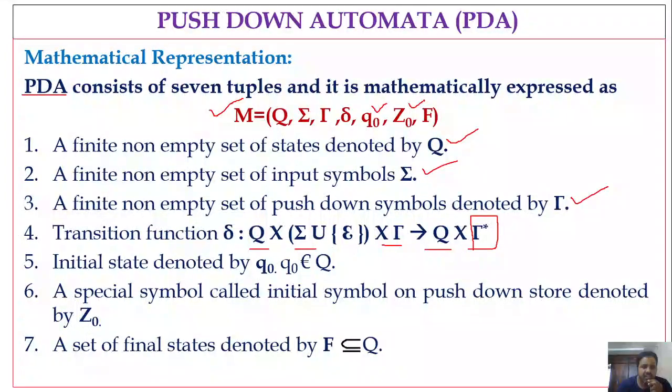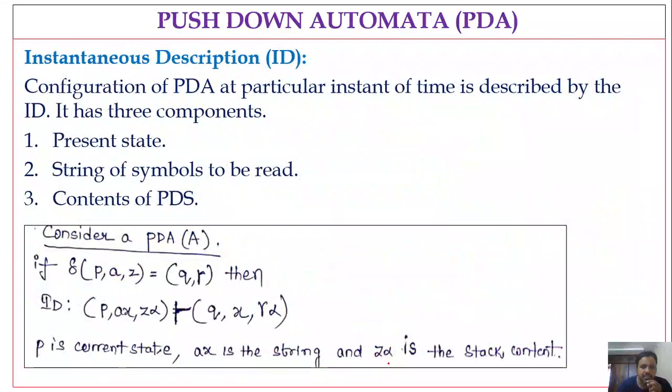Z naught is a special symbol that represents the bottom of the stack. Initially the stack consists of the symbol Z naught, the bottom of the stack symbol. And F is the set of final states, which are the acceptance states that we have. The final states are a subset of the set of states Q. So these are the seven tuples that we have seen.